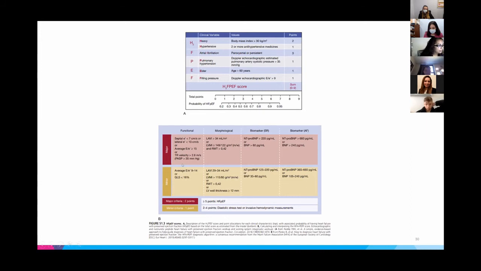Down here is another HFpEF score. It looks at echo criteria and biomarker criteria, and essentially you get 2 points for major criteria based on echo and biomarkers, and then 1 point for minor criteria. You add them up, and if you have greater than 5 points, you are likely to have HFpEF.